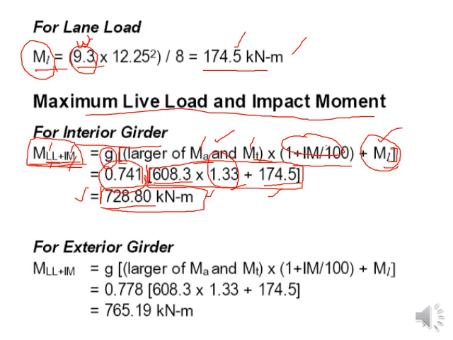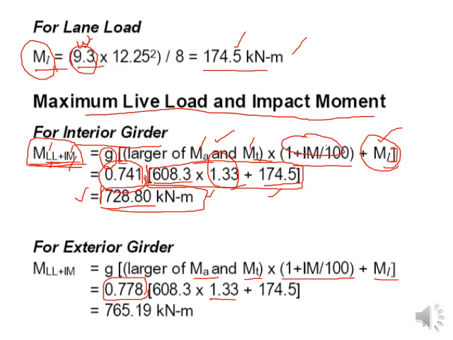For the exterior girder, similarly, you have to do MA and MT. Again, only the moving vehicular load you multiply by the 1.33 factor, and the lane load will be calculated separately. The exterior girder will give nothing different if longitudinally placed. The tandem load and axial load will be the same, and also the lane load will be the same. Only the difference will be the G factor, for the laterally placed load.